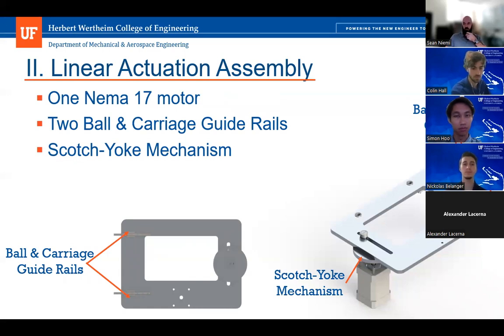So a single NEMA 17 motor drives a wheel, and from that wheel there's just an extruded pin, and this pin is confined to a slot in this rectangular plate. So for every rotation of the wheel, the plate moves there and then back again.